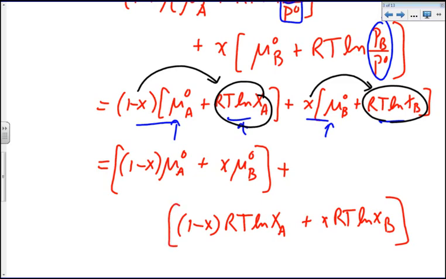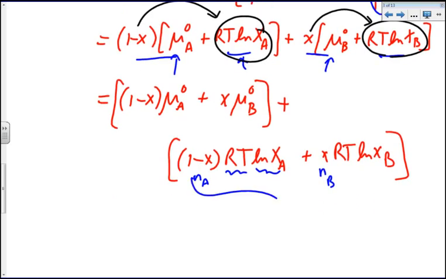Why am I doing this? If you look at this closely, you've seen this formula before. Natural log of the mole fraction of A times RT times moles of A, and this is moles of B times RT natural log of x of B. This is just delta G. This thing right here is delta G for mixing of n sub A moles of A and n sub B moles of B. So that's delta G of mixing.